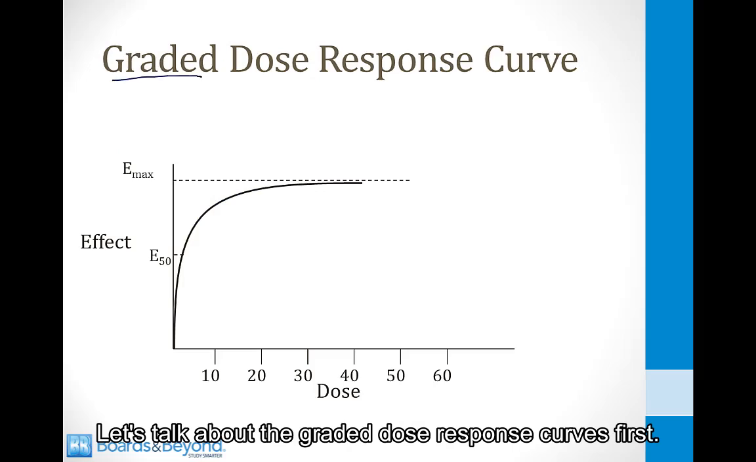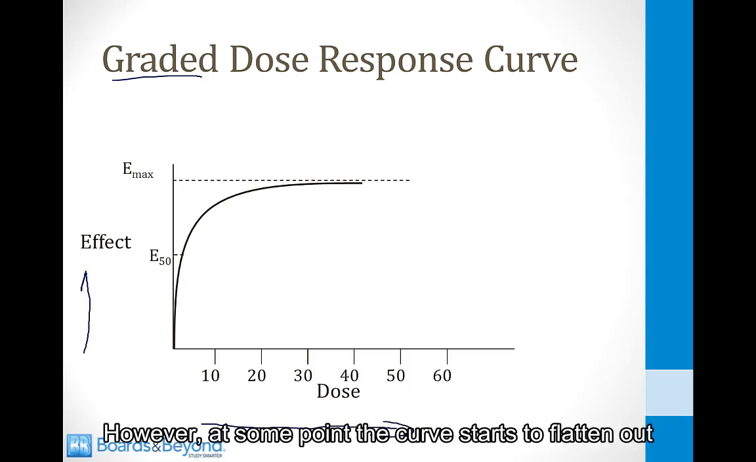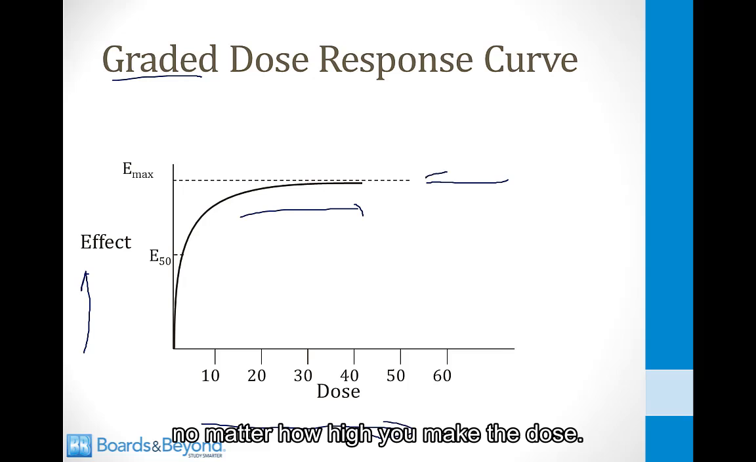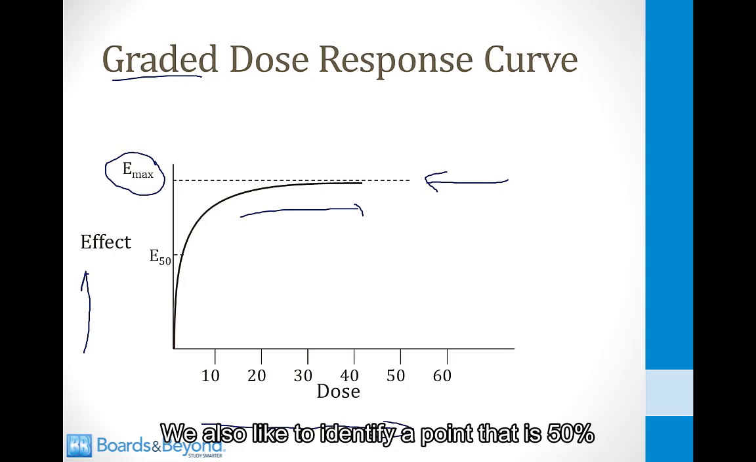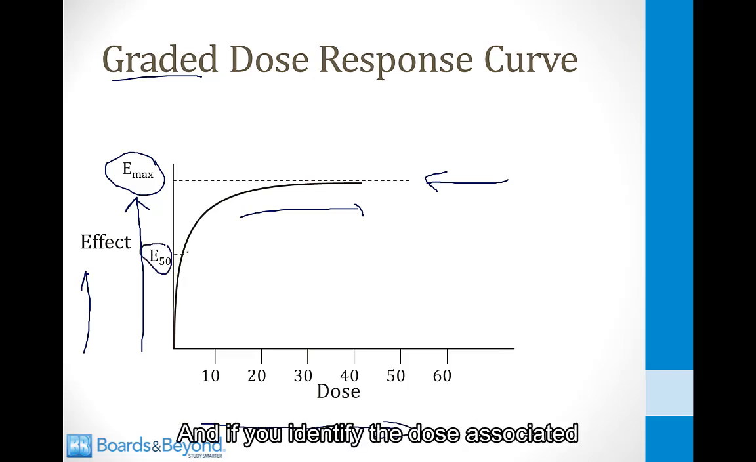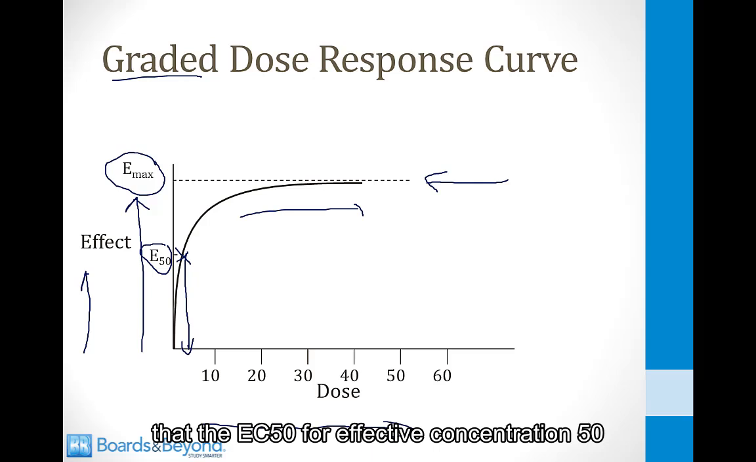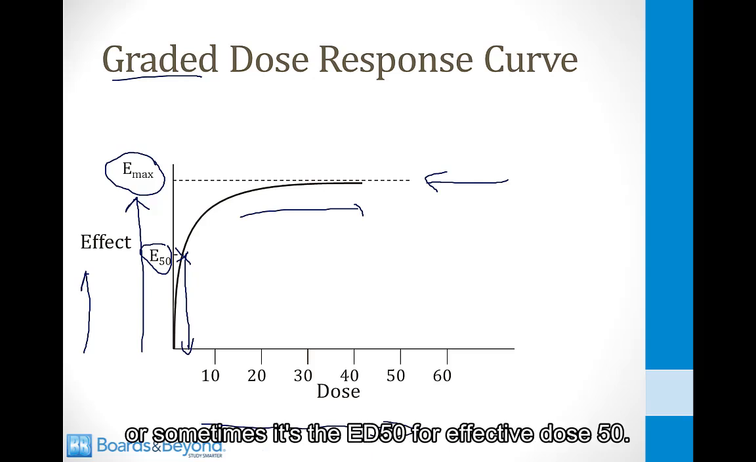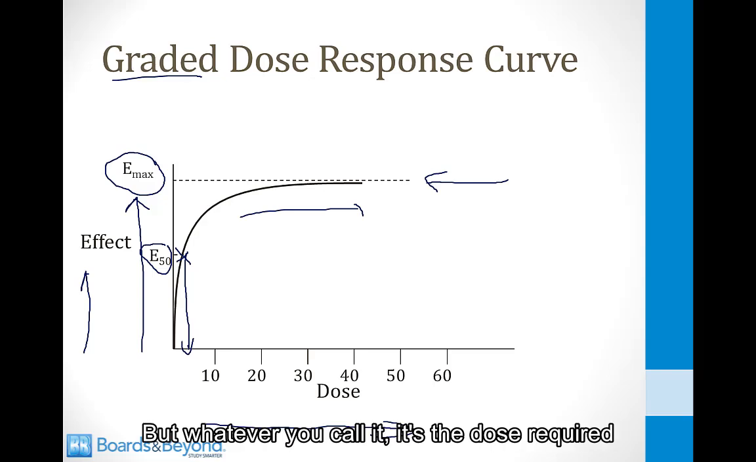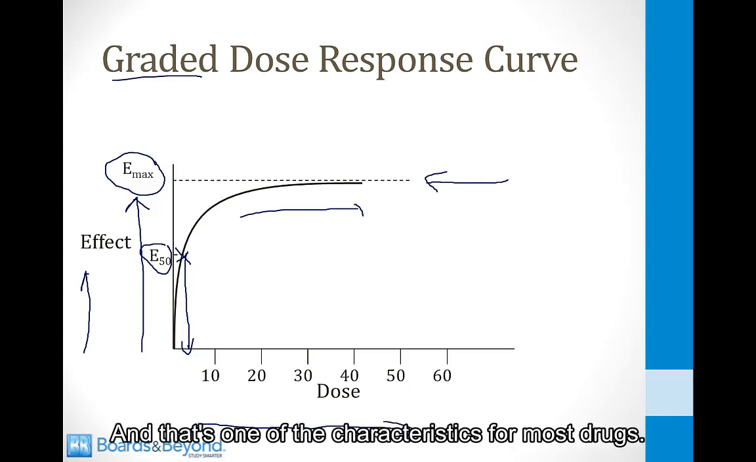Let's talk about the graded dose response curves first. So for most drugs, as you increase the dose, you see a steady increase in the effect. However, at some point, the curve starts to flatten out, and you reach an effect that you can't get beyond no matter how high you make the dose. And we call that effect the Emax. We also like to identify a point that is 50% up the y-axis to that Emax. We call that the 50% effect. And if you identify the dose associated with that 50% effect, we call that the EC50 for effective concentration 50, or sometimes it's the ED50 for effective dose 50. But whatever you call it, it's the dose required to achieve 50% of the maximum effect, and that's one of the characteristics for most drugs.